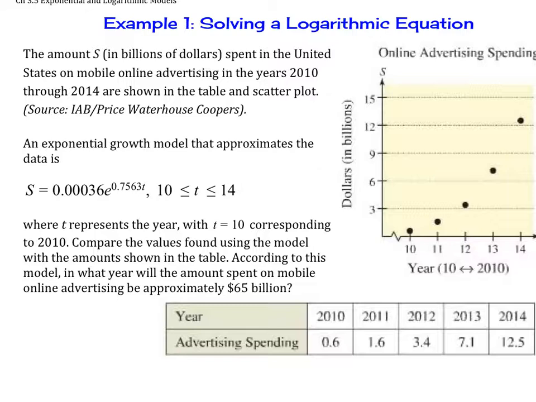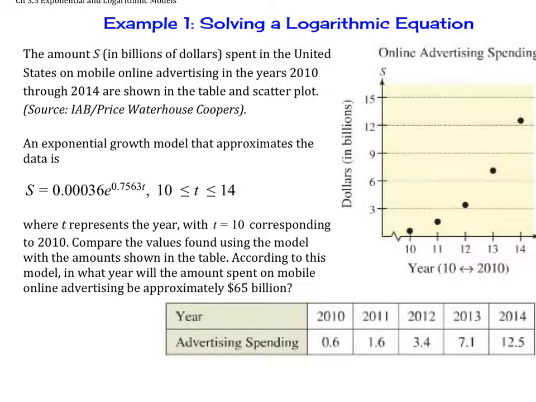The amount S in billions of dollars spent in the United States on mobile online advertising in the years 2010 through 2014 are shown in the table and scatter plot. An exponential growth model that approximates the data is S equals 0.00036 e raised to the 0.7563 t, and the time has to be between 2010 and 2014. T represents the year with t equals 10 corresponding to 2010. We're going to compare the values found using the model with the amounts shown in the table. And according to this model, in what year will the amount spent on mobile online advertising be approximately 65 billion?